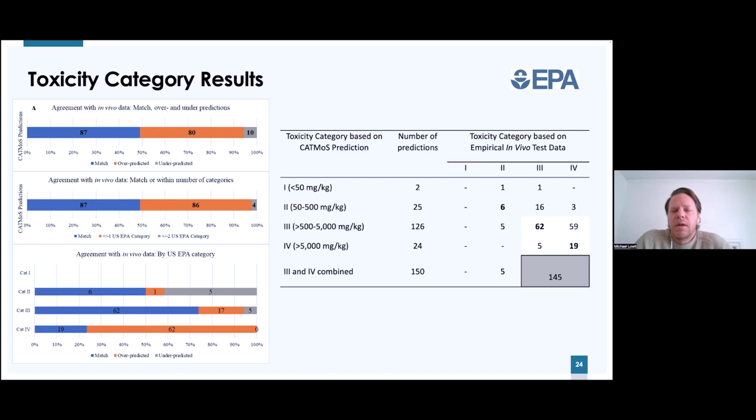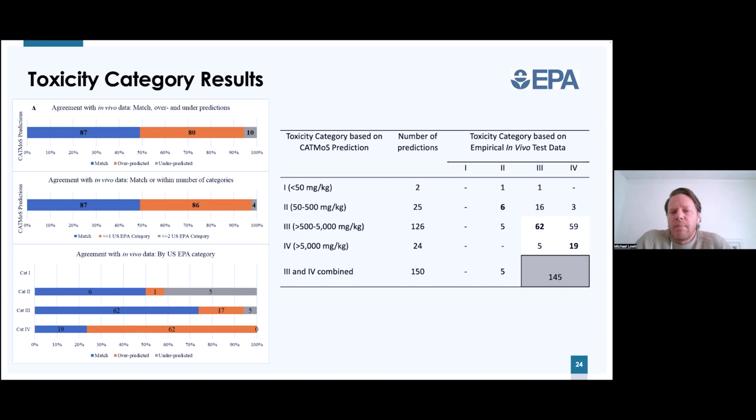The three figures on the left show the relative percentage of matches, overpredictions, and underpredictions on the x-axis for different types of comparison of the data on the y-axis. Exact matches are blue, overpredictions are orange, and underpredictions are gray. The important thing to point out here is the very small percentage of underpredictions in gray, which is what we want to avoid. It's easier to see in the table that most of the in vivo data are in the less toxic categories 3 and 4, and that when those categories are combined, CAPMOS predicts 97% of those chemicals to be in either of those categories.